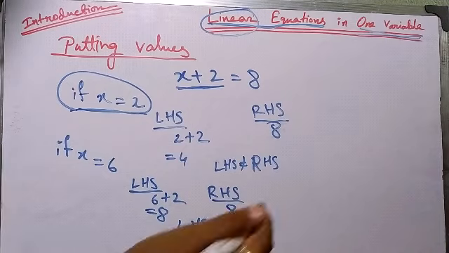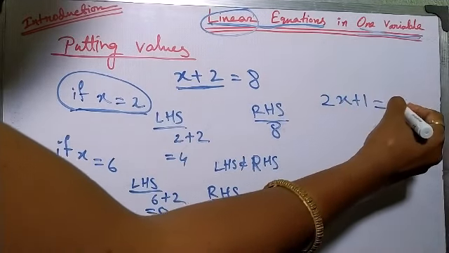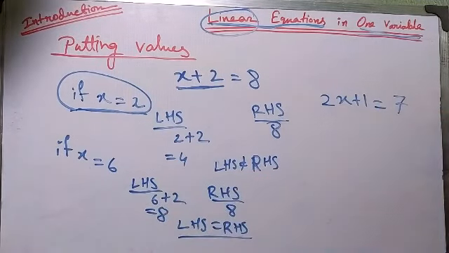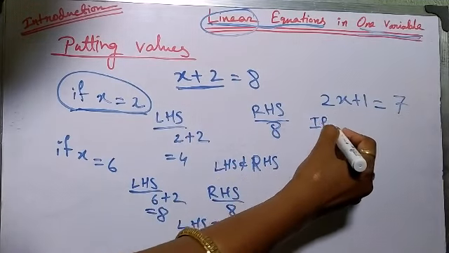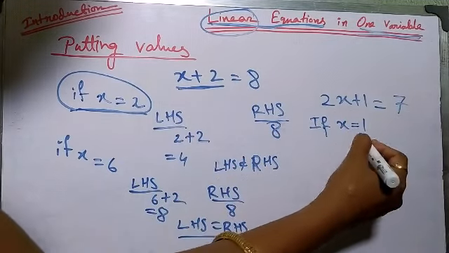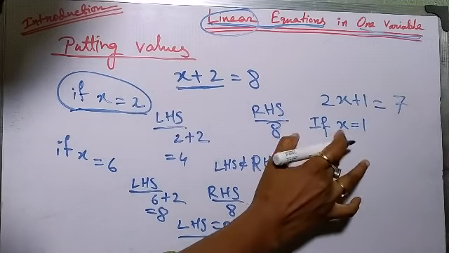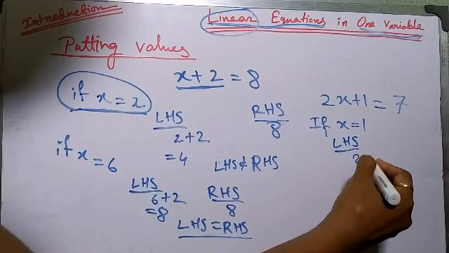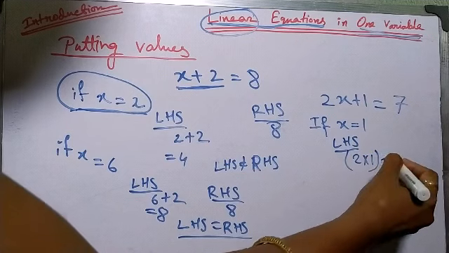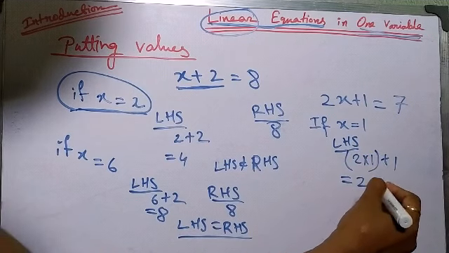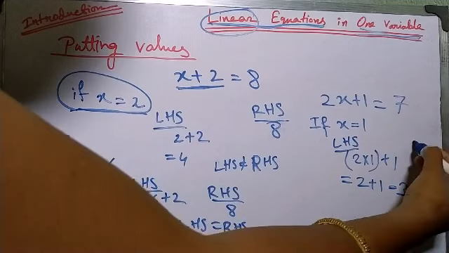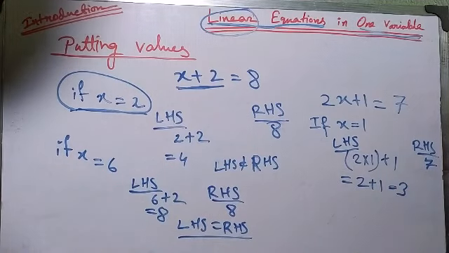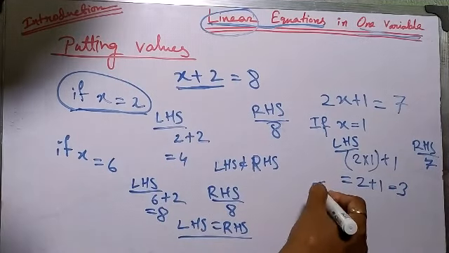Another example we can take, suppose 2x plus 1 equal to 7. Then how to put the value of x? If we take the value of x as 1, then LHS part will be 2 into 1 plus 1. That means 2 ones are 2 plus 1, that means 3. But RHS part, that is 7. So these are not equal. So we have to put another value here.